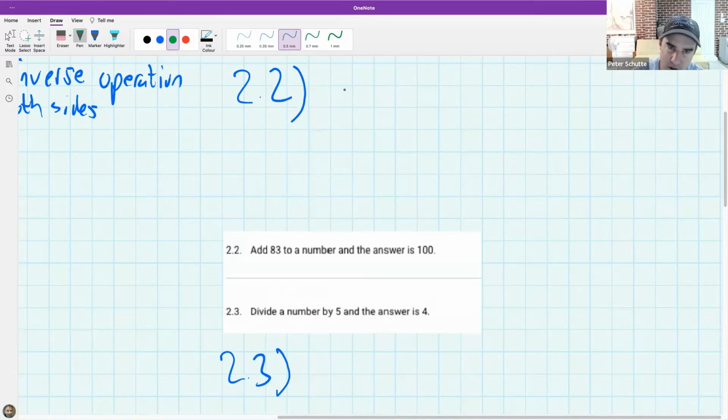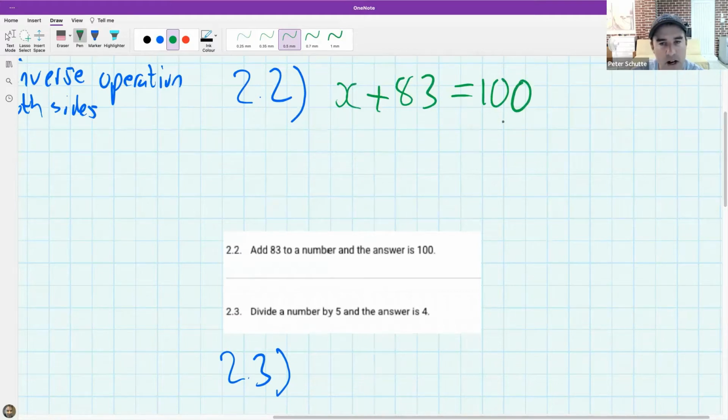So add 83 to a number. We can use X, so we're adding 83 to a number and the answer is 100. Yeah. What about the second one? Divide a number. Let me choose the letter Y just to be different. Divide a number by 5 and the answer is 4.